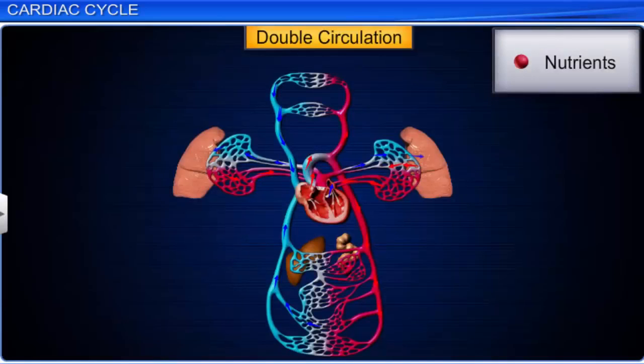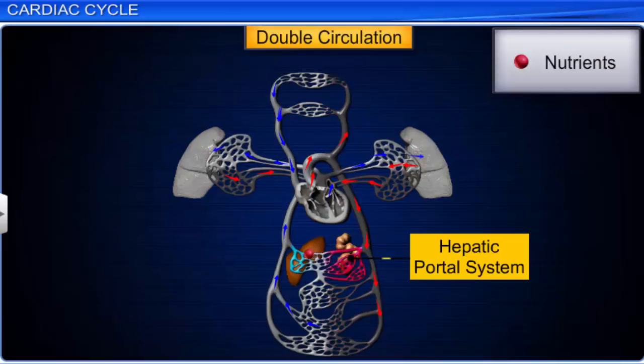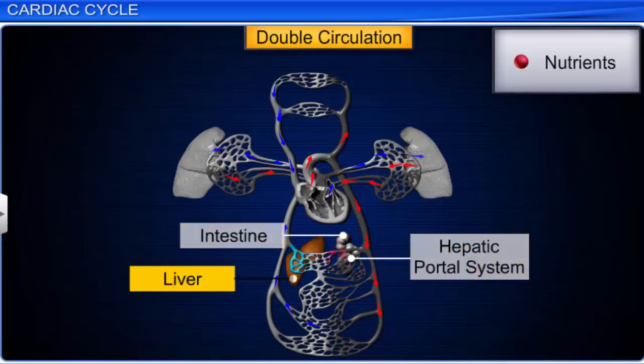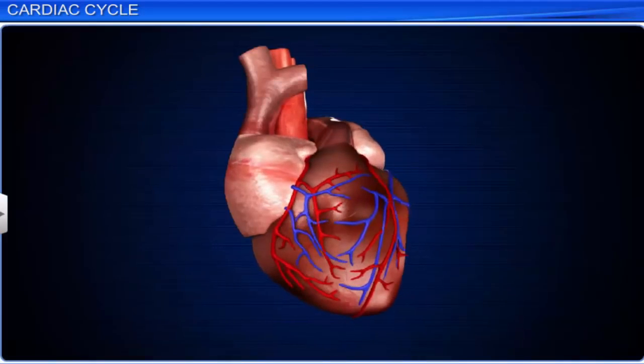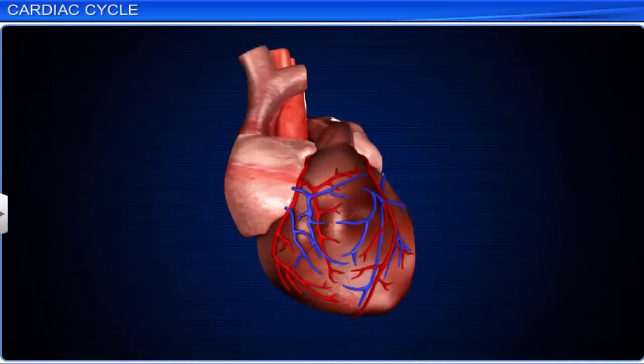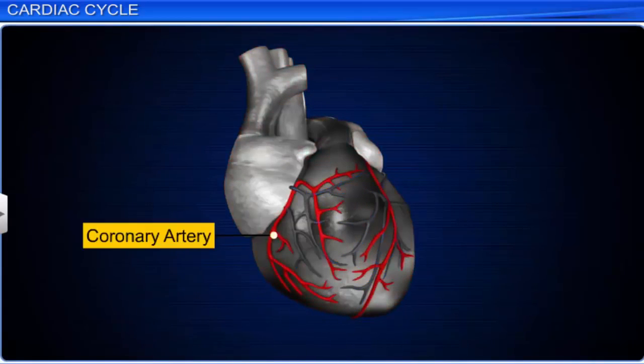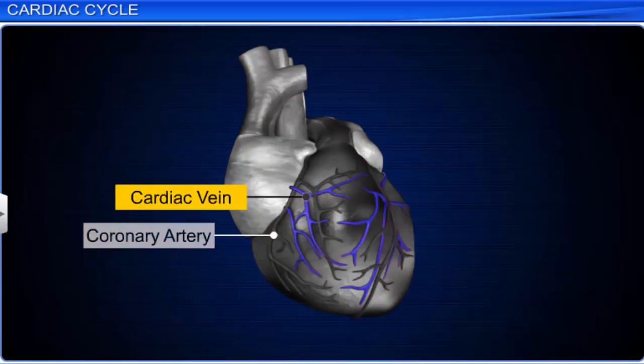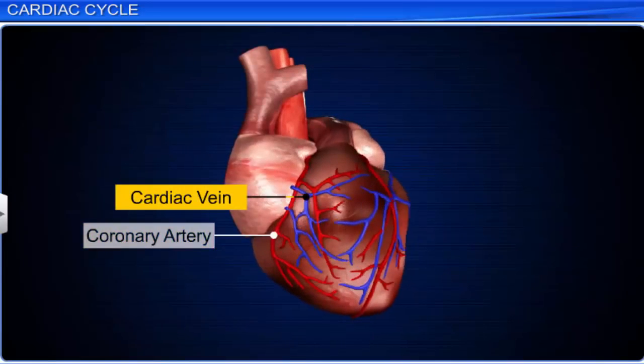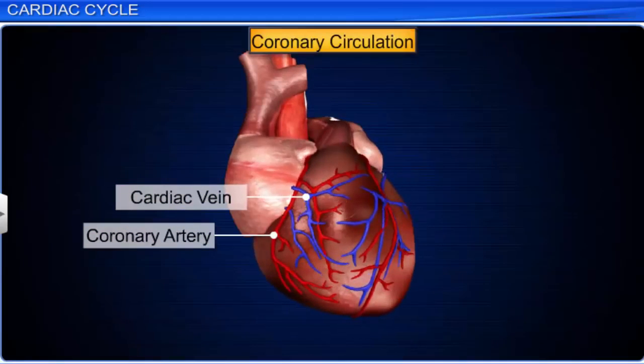Nutrients are added to the blood through the hepatic portal system, which connects the intestine and liver to the systemic circulation. Similarly, blood circulation to the heart is carried out by the coronary arteries and cardiac veins, which together comprise coronary circulation.